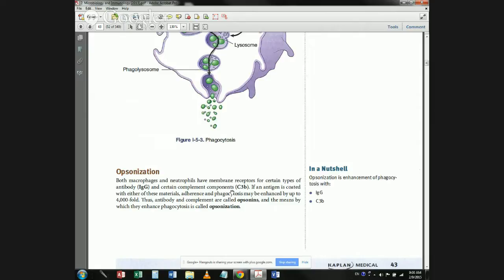Adherence in phagocytosis may be enhanced by up to 4,000-fold. Thus, antibody and complement are called opsonins. And the means by which they enhance phagocytosis is called opsonization. So, neutrophils and macrophages, they need IgG or they need C3b.